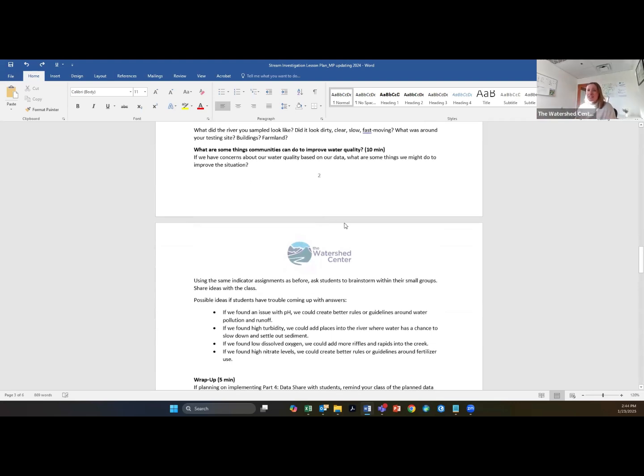Next, we talk about what we can do as community members, as stewards of our watersheds. What can we do to improve water quality? This can be based off of the actual data that you collected, or it can be related to hypotheticals. So if we found a lot of nitrate in the water, what's an opportunity? What could we do about that?